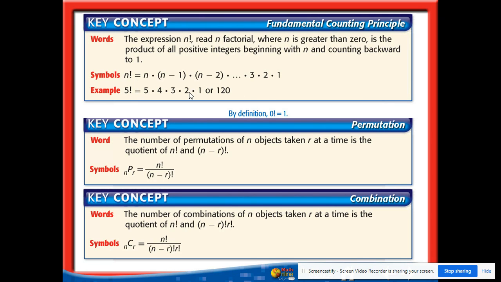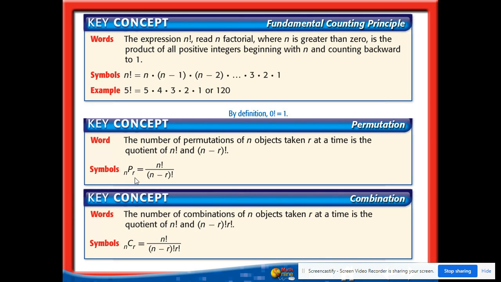Not too difficult, but you do see that these numbers, as we start to multiply, will get very large very quickly. 5 factorial is already 120. We go 6 factorial, it's 720, and we just keep going from there. Why do we need to know about factorial? Because it's part of our permutations and our combinations. We have a different formula for each of them. They are very similar. Notice how this is written.